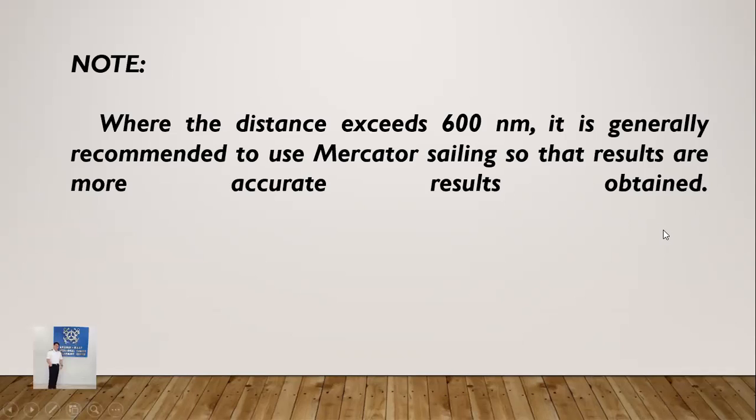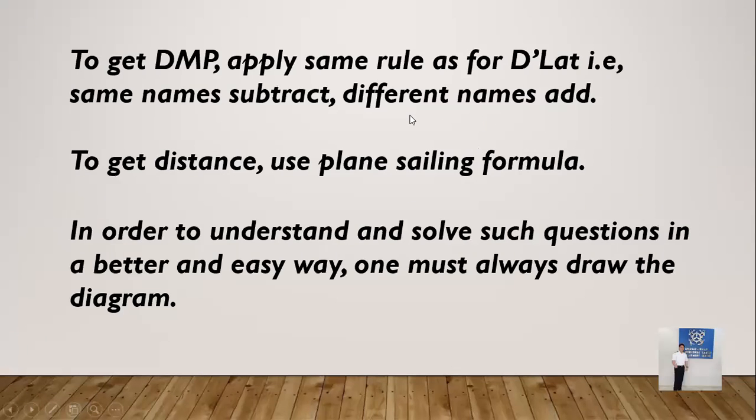Now again, if it exceeds 600 nautical miles, use Mercator sailing. To get DMP, apply the same rule as for DLAT: same name, subtract; different names, add. To get distance, use the plain sailing formula as I have shown you, or you have screenshotted it.